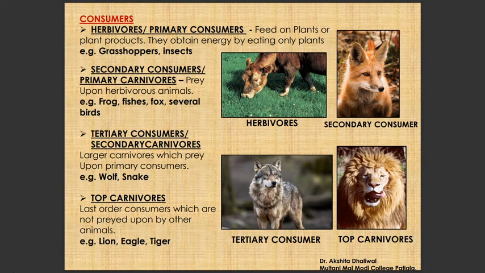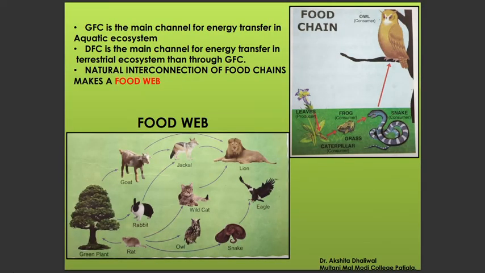There are four types of consumers: primary consumers, secondary consumers, tertiary consumers, and top carnivores. In this slide, the examples are also given: herbivores like grasshopper and insects, secondary consumers like frog and fishes, tertiary consumers like wolf and snake, and top carnivores are lion, eagle, and tiger. So GFC, that is the grazing food chain, is the main channel for energy transfer in aquatic ecosystems. The detritus food chain is the main channel for energy transfer in terrestrial ecosystems through the grazing food chain.